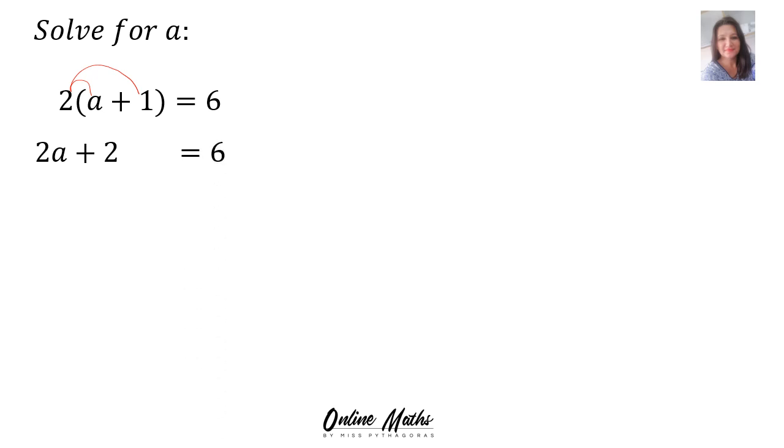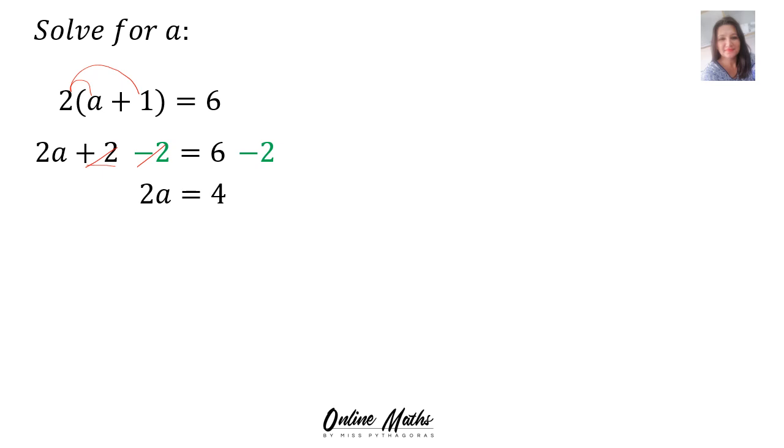Now the sum looks familiar, where you want to get rid of the plus 2. The additive inverse of plus 2 is -2. What you do on the left, you do on the right, so you subtract 2 on both sides. Then plus 2 minus 2, you're left with 2a, and on the right hand side, 6 minus 2 is 4.